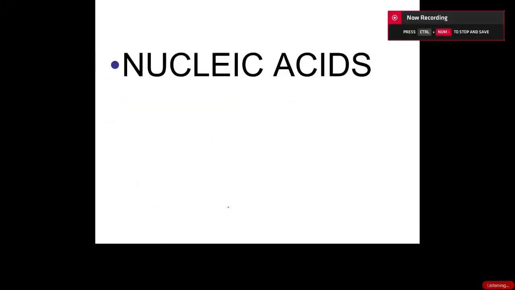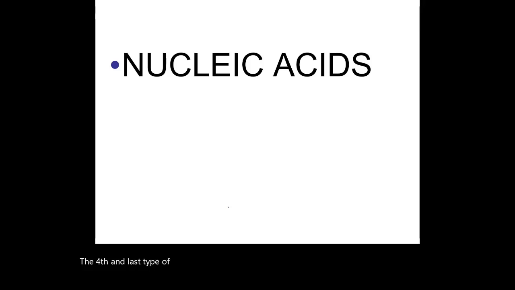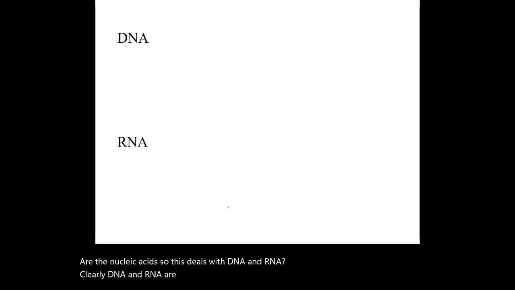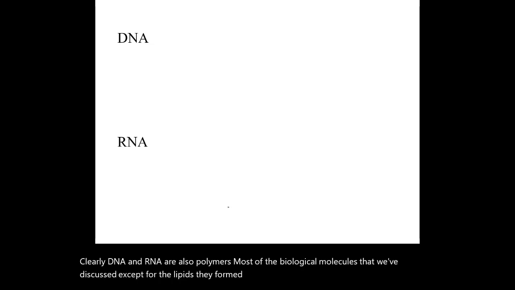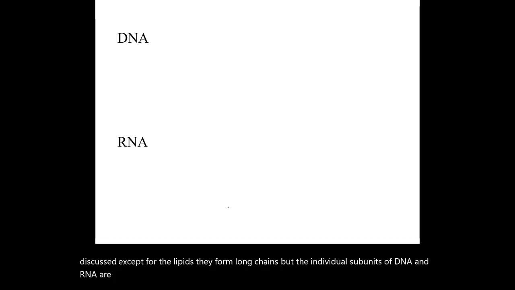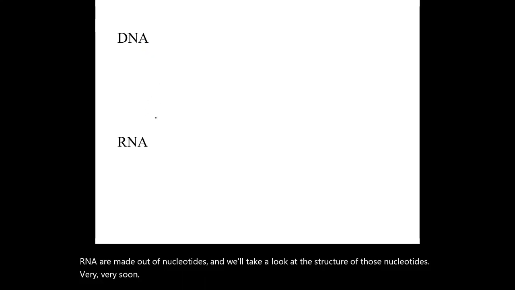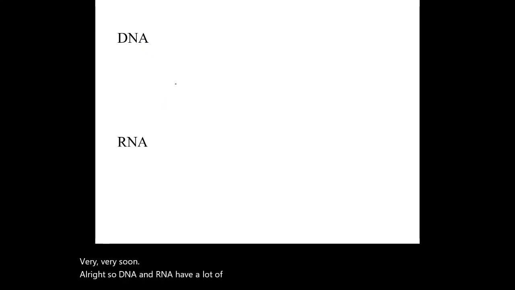The fourth and last type of biological molecule that we're going to discuss are the nucleic acids. So this deals with DNA and RNA. Clearly, DNA and RNA are also polymers, like most of the biological molecules that we've discussed, except for the lipids. They form long chains, but the individual subunits of DNA and RNA are made out of nucleotides, and we'll take a look at the structure of those nucleotides very, very soon.